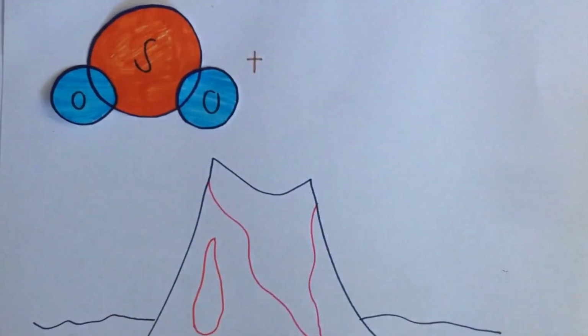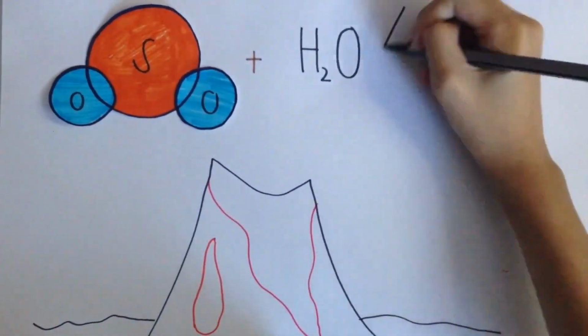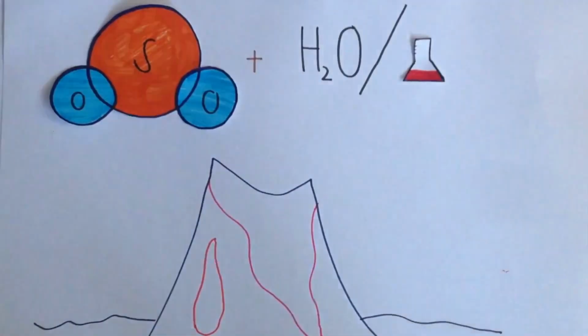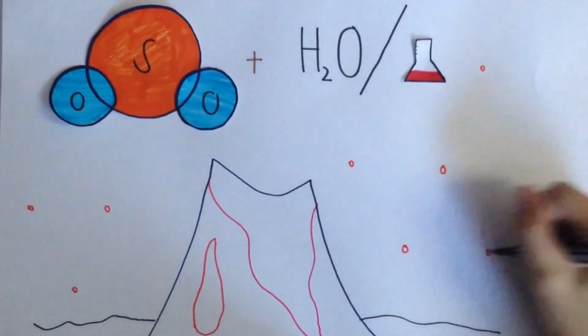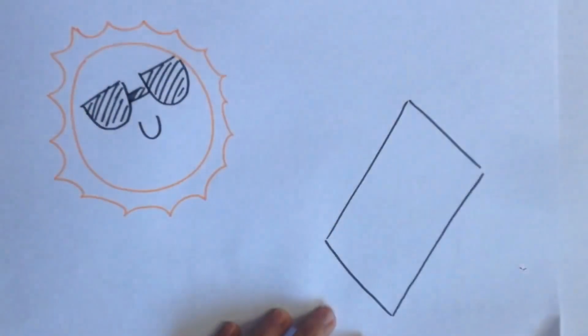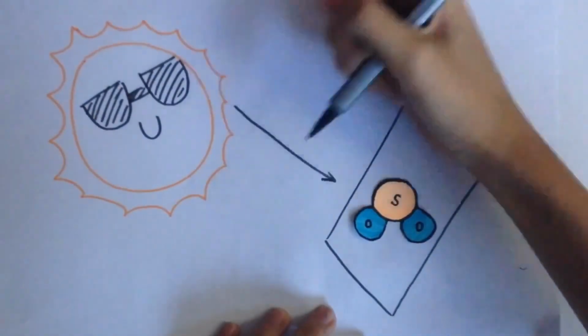What does sulfur dioxide do to our environment? Sulfur dioxide released from volcanic eruptions may react with water vapor in the atmosphere to form sulfur-based particles. These particles reflect the sun's rays back into space and temporarily cool the earth for periods of time. So it's an acidic gas, it forms acid rain.